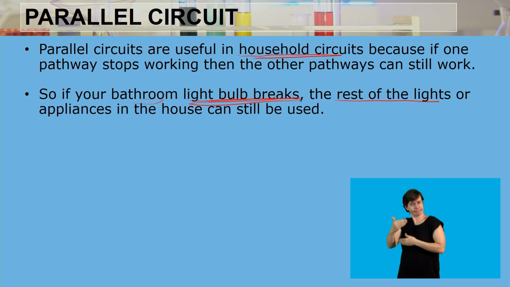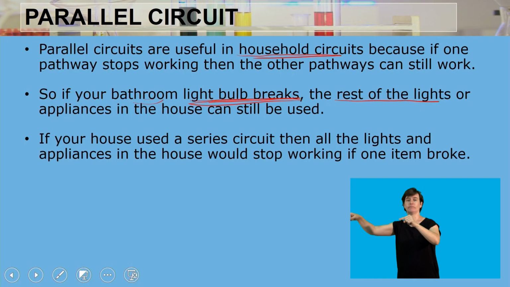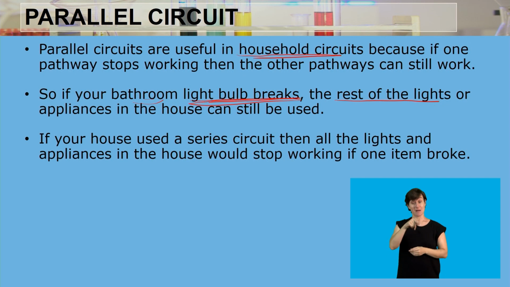If you have a 4-room house, a 5-room house, and one of the light bulbs in one of those rooms breaks, the other ones can still be used. However, in a series circuit, when the first light bulb breaks, it means all the other ones following that light bulb will not be able to be used. So that's the reason why we are using the parallel circuit in our homes, because we can use all the different pathways independently from each other.